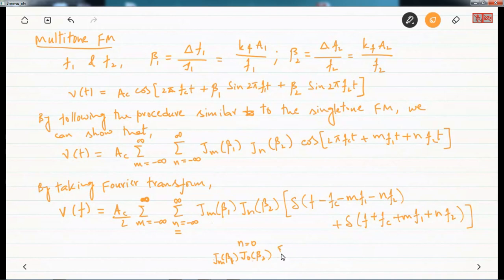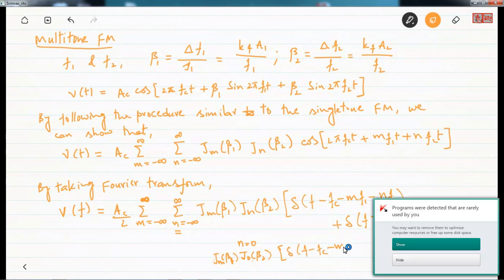And then here what will I have? Delta of f minus fc minus mf1 minus 0, because I have made n equal to 0, plus delta of f plus fc plus mf1 plus 0. That means I'm having frequencies at fc minus f1 and fc plus f1. So that's what I have written in the next page.